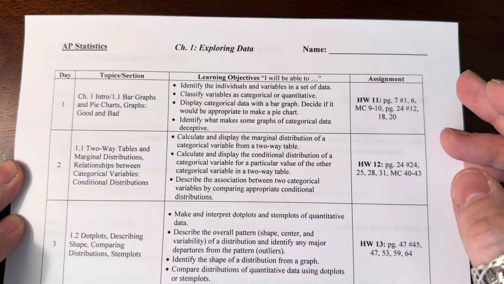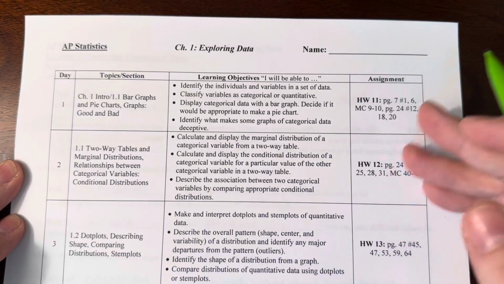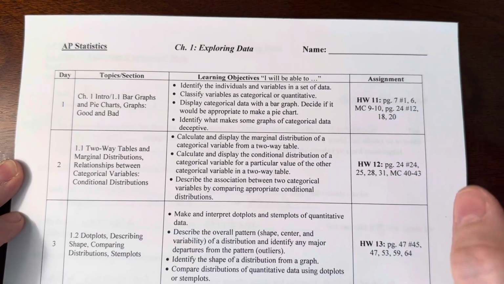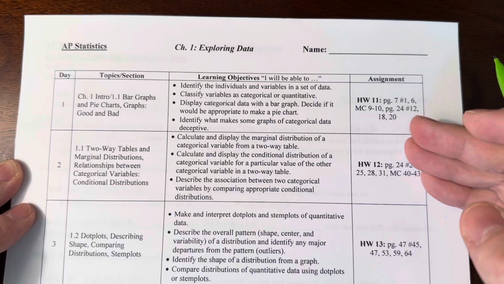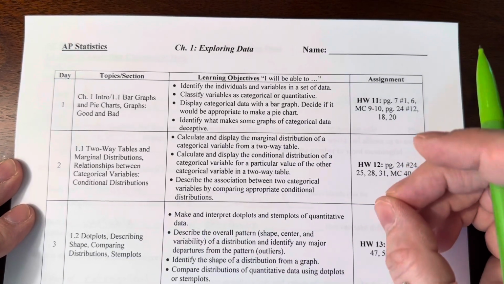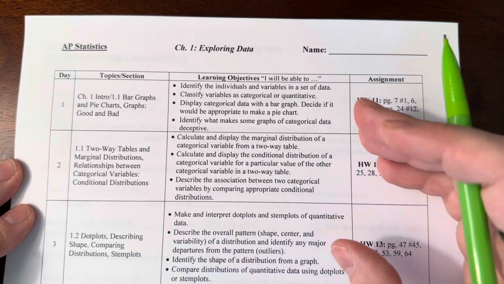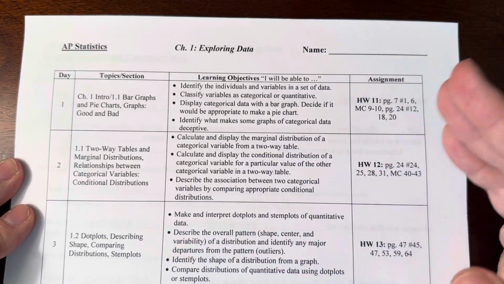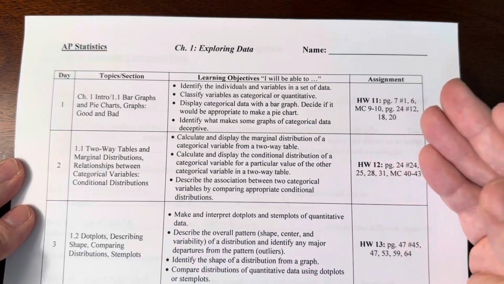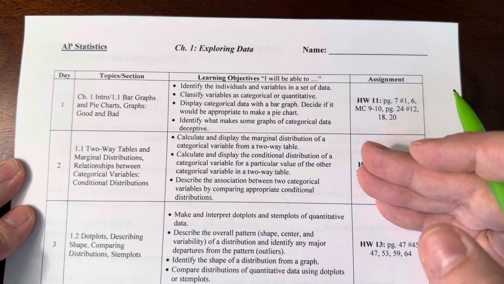Now that we have completed our sampling and experimentation chapter, Chapter 4, and you've learned how to design studies, now we're going to look at how we can explore the data that is generated by those studies. Remember, in order to infer about a general population, you have to randomly select from a population. In order to determine cause and effect, you need to randomly assign treatments in a well-designed experiment. That's why we started with Chapter 4.